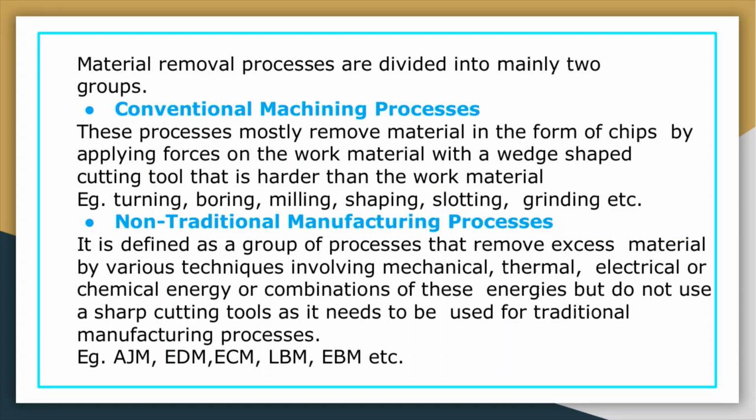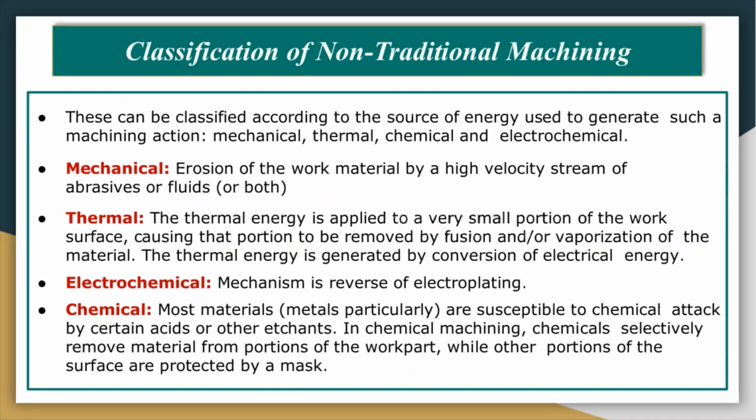Got it? Now examples of this non-traditional machining process are abrasive jet machining, then electric discharge machining, electrochemical machining, laser beam machining, plasma arc machining, ion beam machining. These are the examples. Let us move to today's topic, that is classification of non-traditional machining processes.